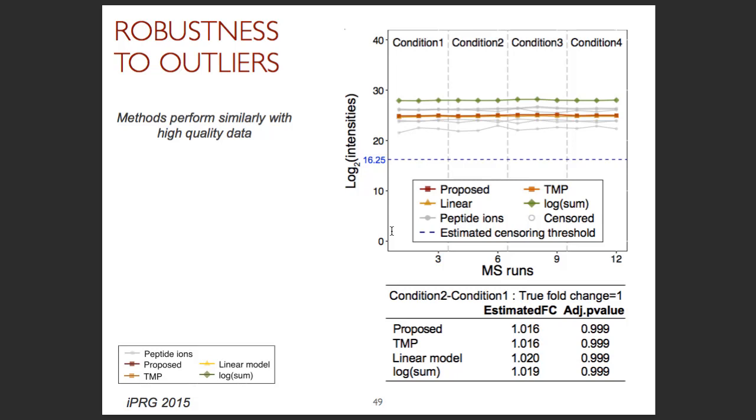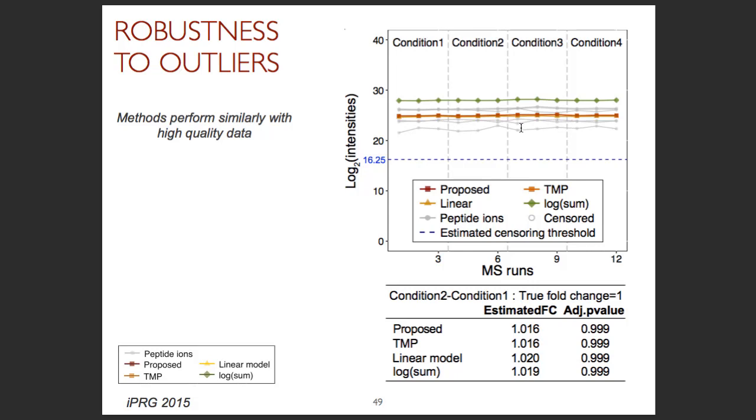So this is our iPRG dataset that you will look into just after. And the good thing, as I mentioned earlier, is that we have some sense of the actual truth in this data because it's a controlled mixture. So we can now see how different methods go about finding differences between the groups and how they estimate fold changes. So this is one protein. This is a background protein. Just to give you a sense of what's going on, the light gray lines here are the individual peptides of the protein. We have 12 runs, 4 conditions, 3 replicate runs per condition. So in the background, those gray lines are the peptides of this background protein.